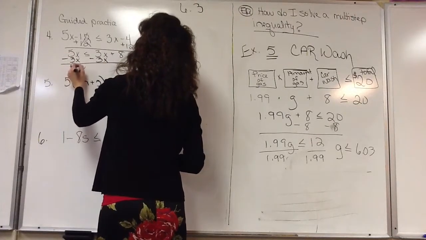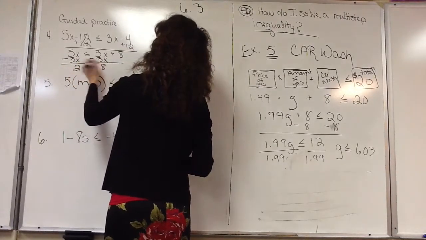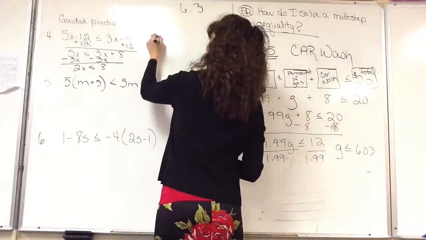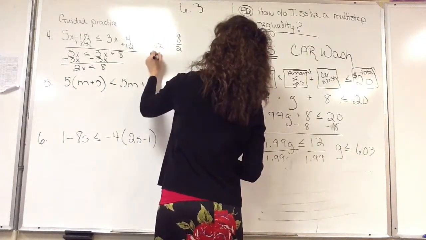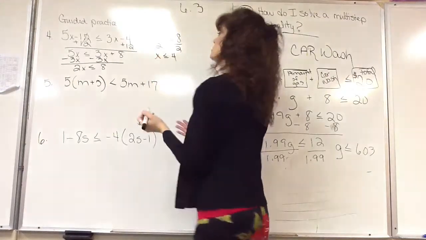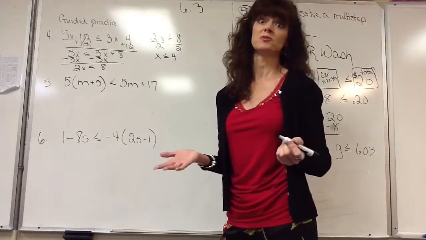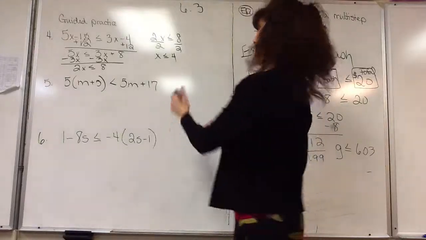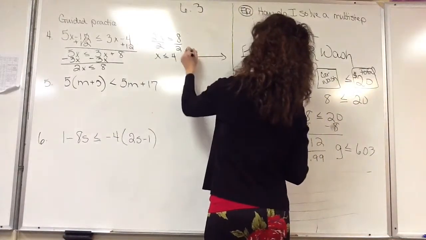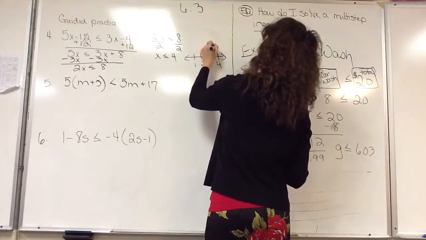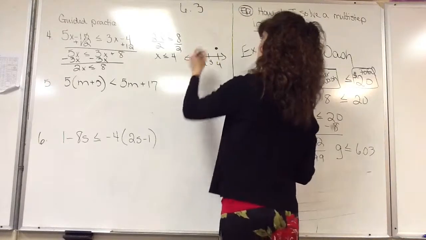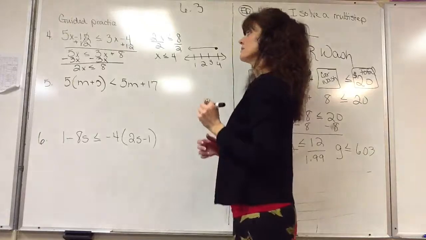And we have 2x is less than or equal to 8. I'm just going to come over here, so I'll have room. Divide both sides by 2. X is less than or equal to 4. No need to change the sign because we didn't multiply or divide both sides by a negative. 1, 2, 3, 4. Solid dot for 4 because it's less than or equal to. Highlight everything to the left.